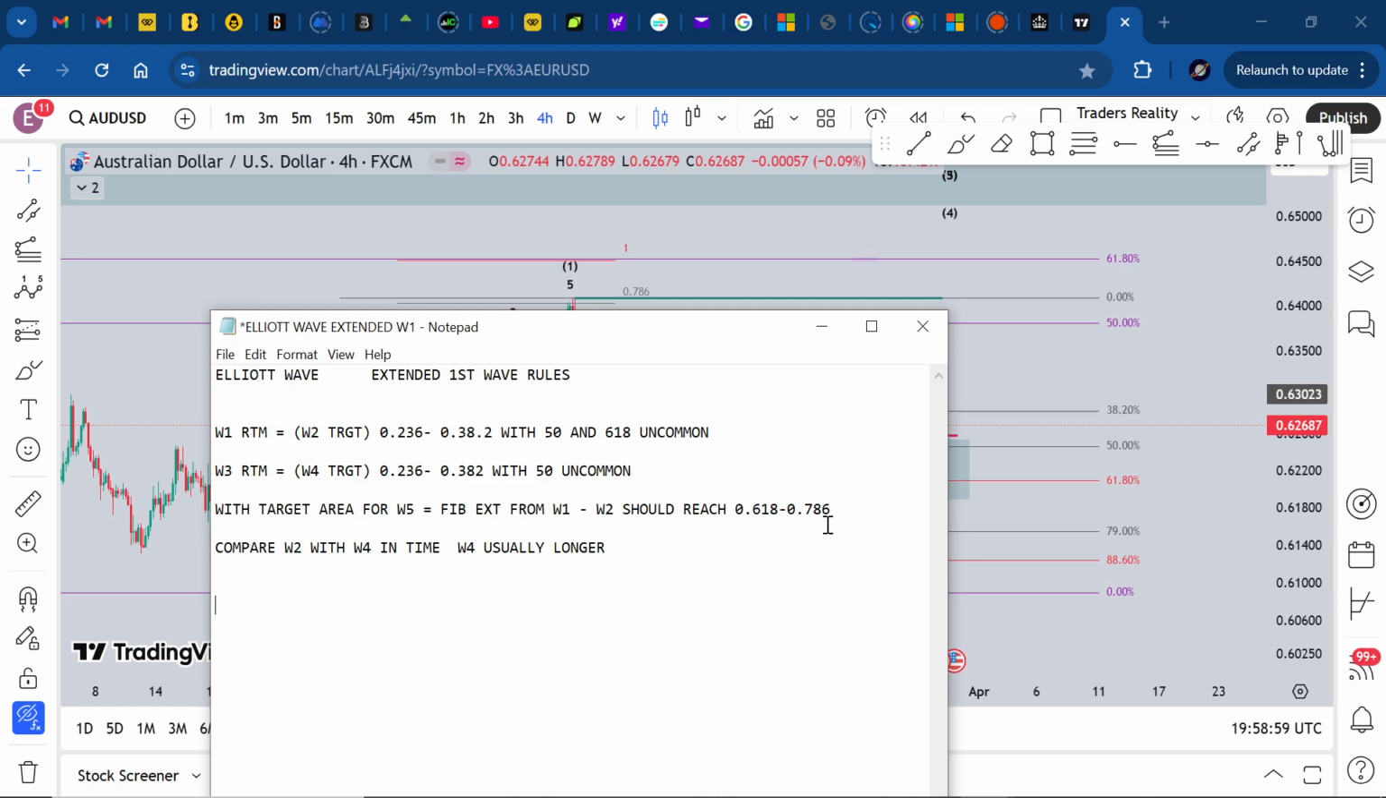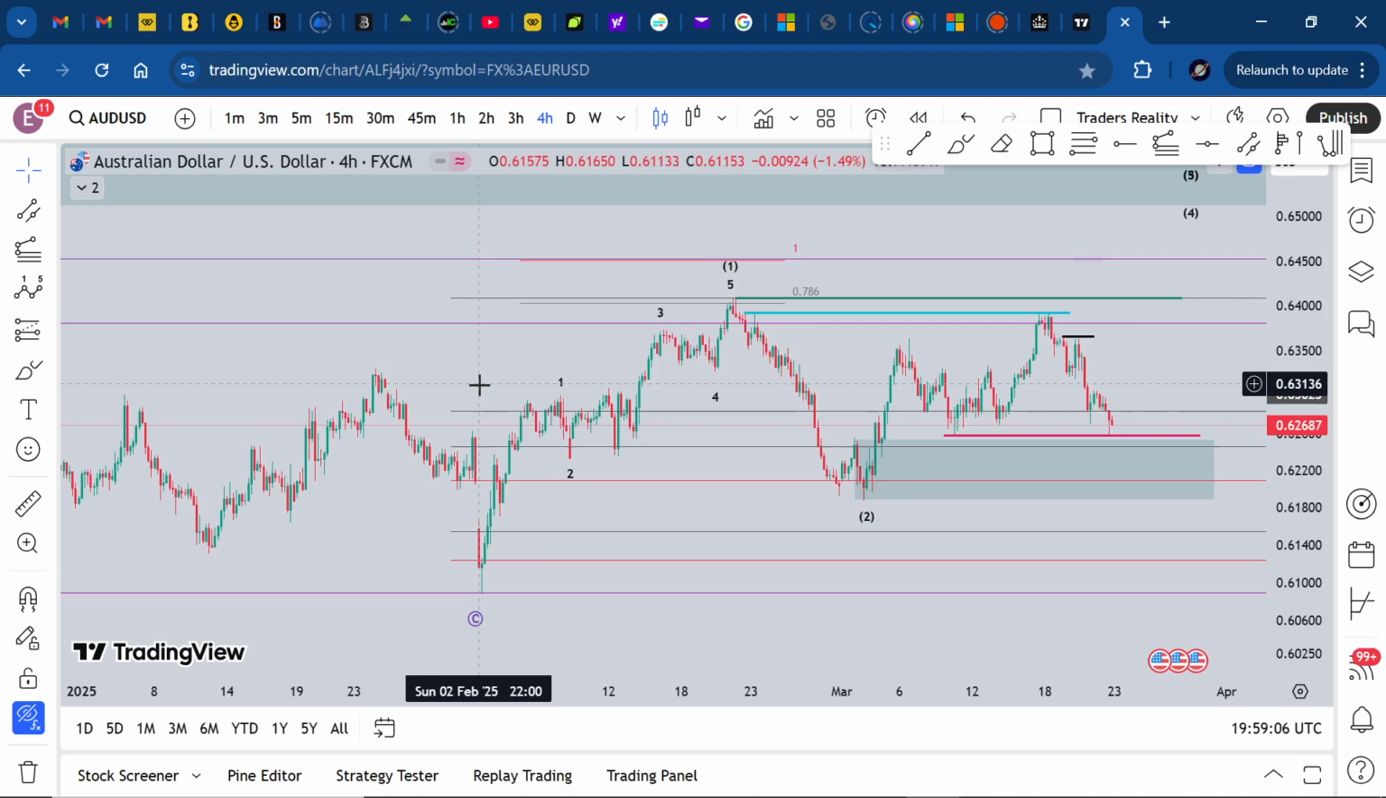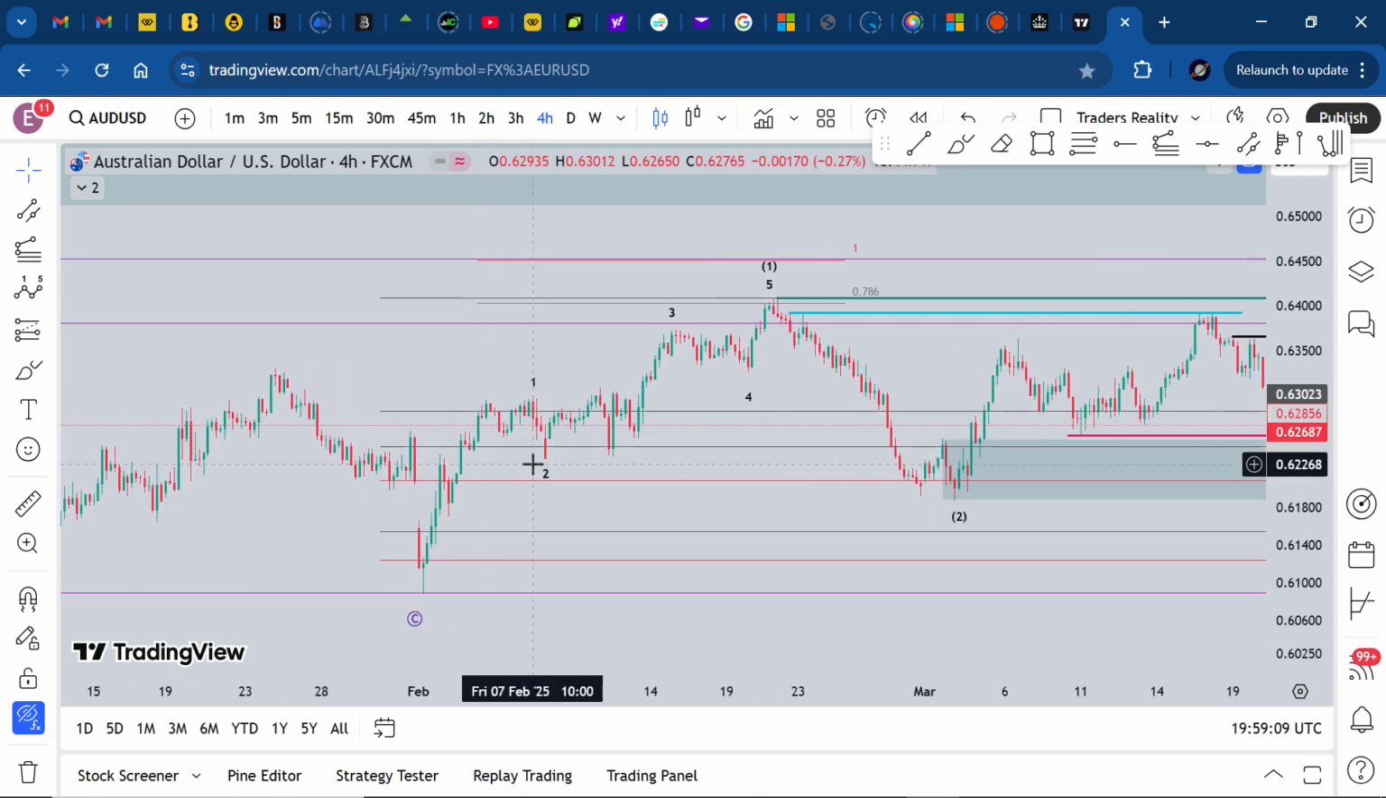Okay. One more thing you can do is compare wave 2 with wave 4 in time. 4 should be longer in time than 2. Well, 2 you can see right here. We have 1, 2, 3, 4 candles. 4 we got 1, 2, 3, 4, 5, 6, 7. You get the picture. All the rules align here.